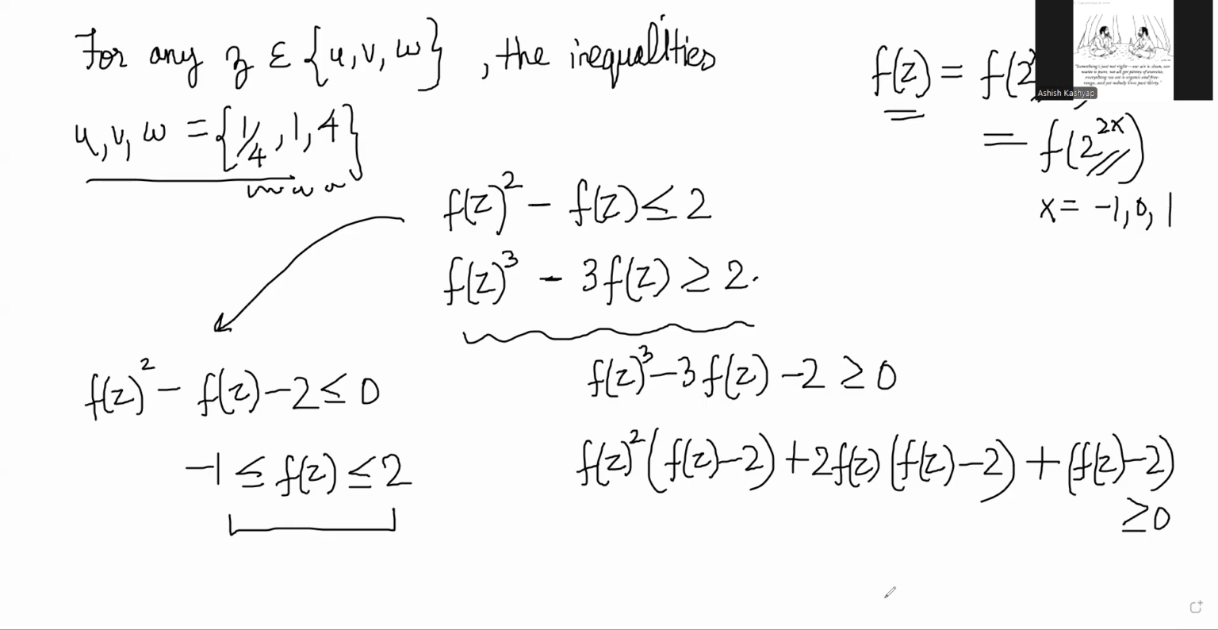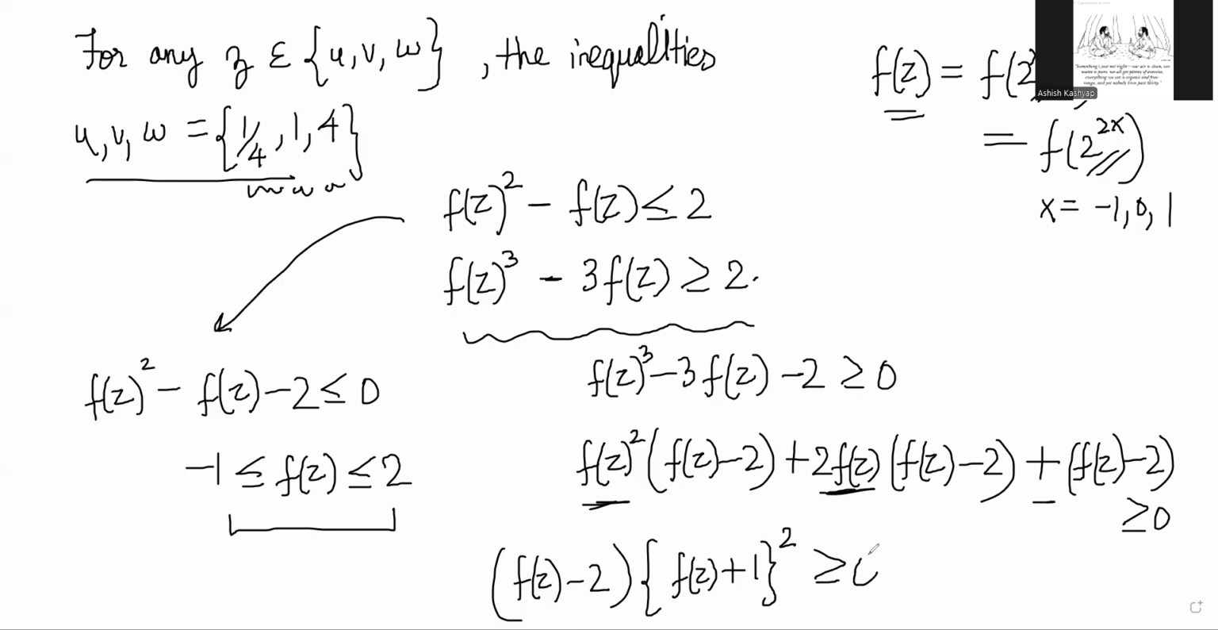In order to factorize it, we are getting f of z minus 2, and inside we are getting f of z squared plus 2f of z plus 1. So that is clearly f of z plus 1 whole square greater than or equal to 0. Now, obviously, this is a perfect square, so this is always positive. So what this inequality implies is that f of z is greater than or equal to 2, right?